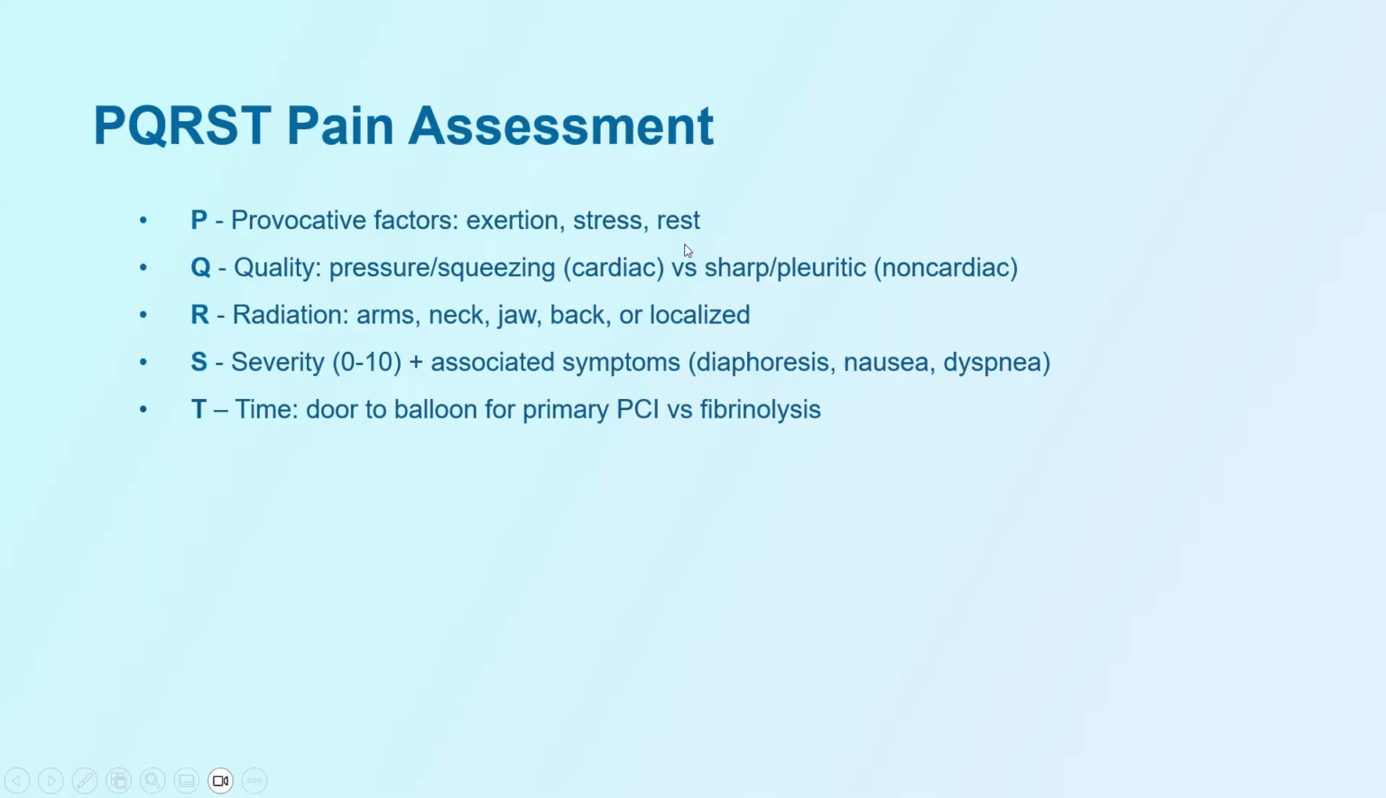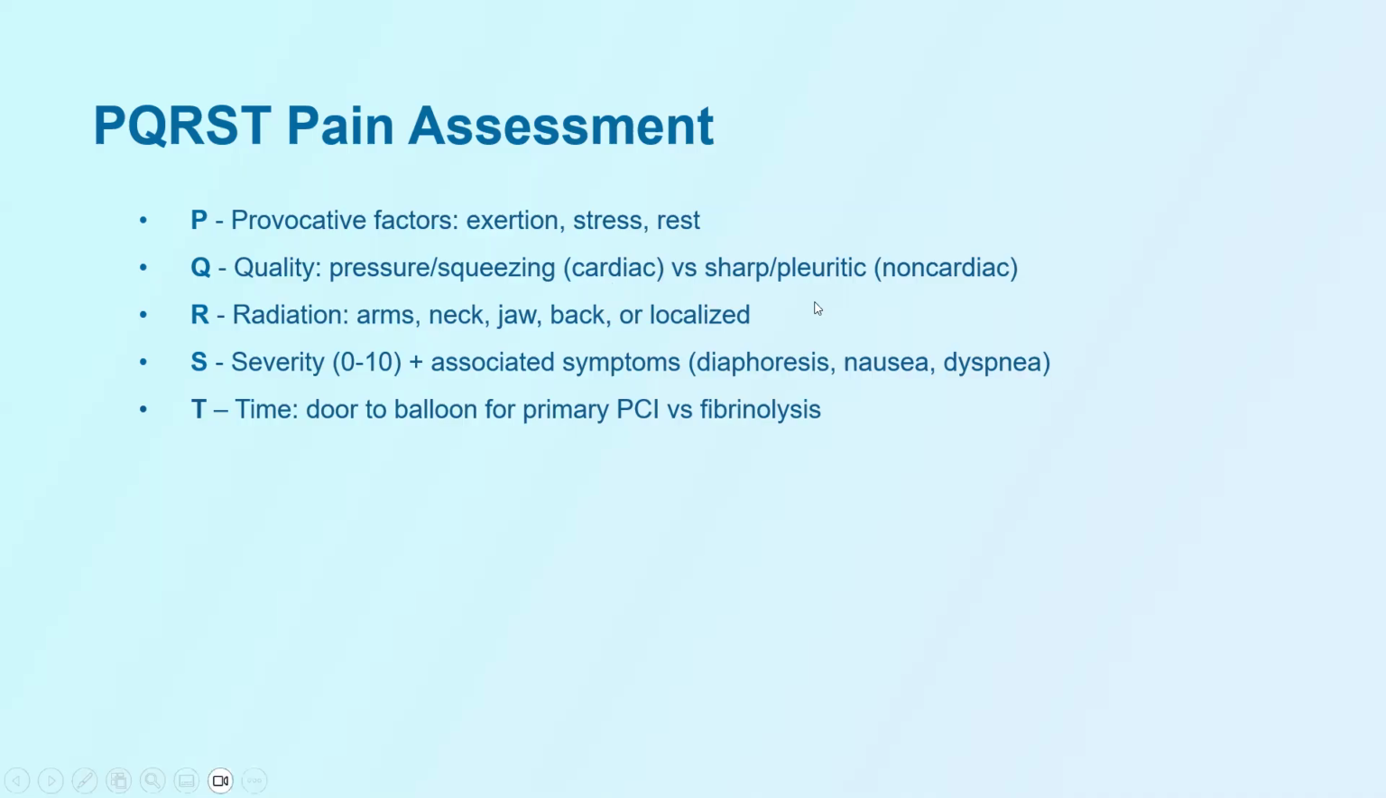Pains that start at rest can be either unstable angina or other causes, but cases of stable angina, ischemic heart disease, or ischemic pains usually get worse or start on exertion. Q: quality. What does the pain feel like? Does it feel like pressure, or like something heavy sitting on the chest, or does it feel like someone is squeezing you from the inside? It's very specific for cardiac if they say they have a squeezing type or pressure-like pain on the heart.